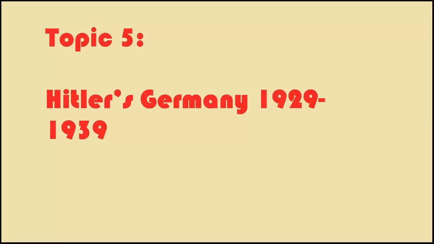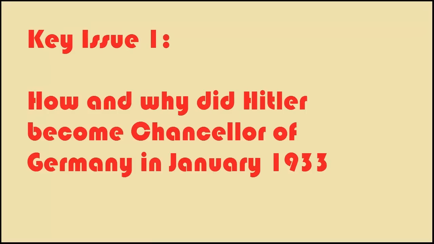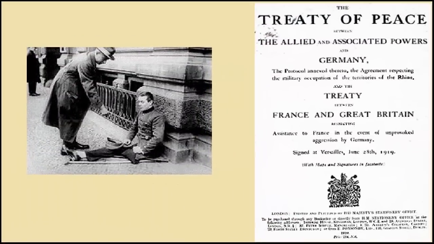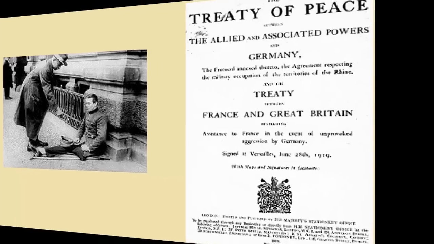Key Issue 1. How and why did Hitler become Chancellor of Germany in January 1933? The Wall Street crash. In 1929, the American stock market crashed, meaning US loans had to be recalled. Germany had borrowed a lot of money from America, so paying these loans back had a detrimental effect on the German economy.